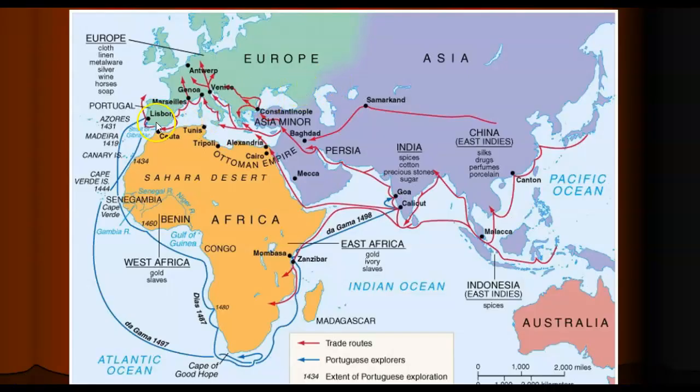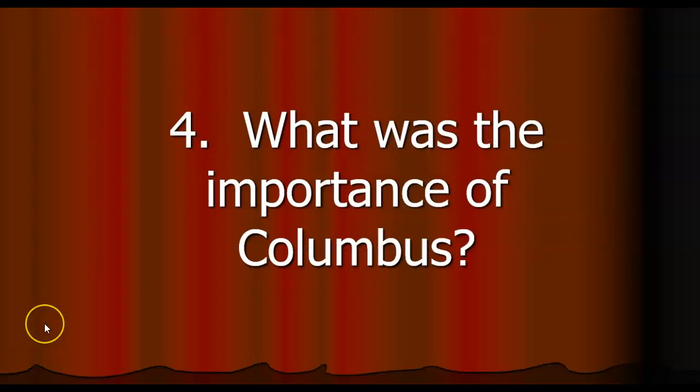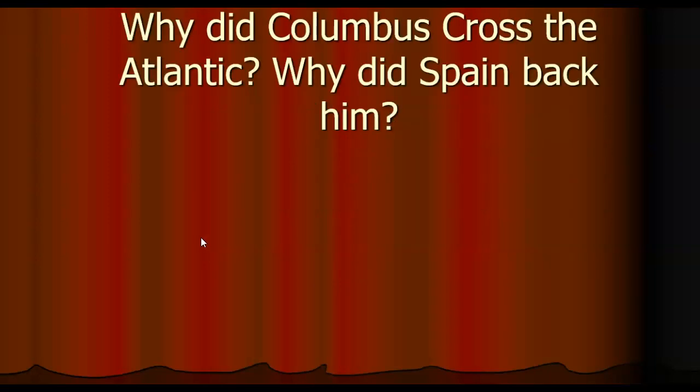This map's good. You can just take a look at all the various people that we had just discussed. There's da Gama, and there's Diaz, okay? There's da Gama coming up this way, again, trying to reach the east. So hopefully you're thinking, well, what's the importance of Columbus then? He was just one of many explorers at the time. You are correct, but why does Columbus cross the Atlantic and why does Spain back him?